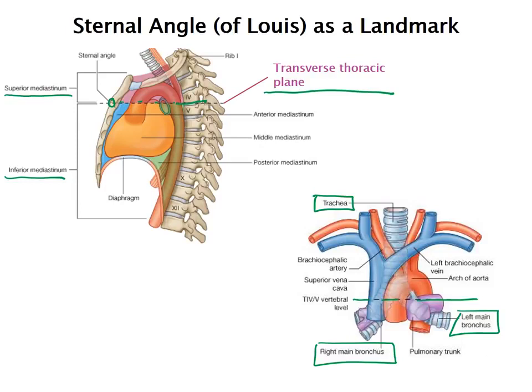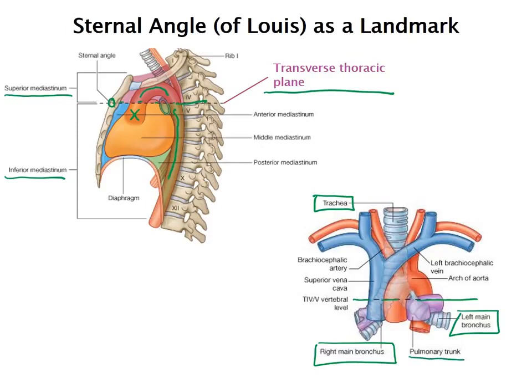This same plane is also the transition point for the ascending aorta to become the aortic arch. Here's the ascending aorta with the X, and at the transverse thoracic plane, it transitions into the aortic arch. Once the aortic arch passes the transverse thoracic plane again, it changes names to become the descending thoracic aorta.